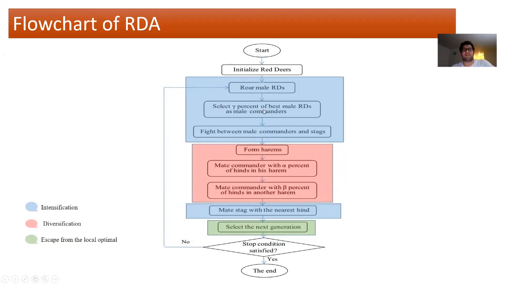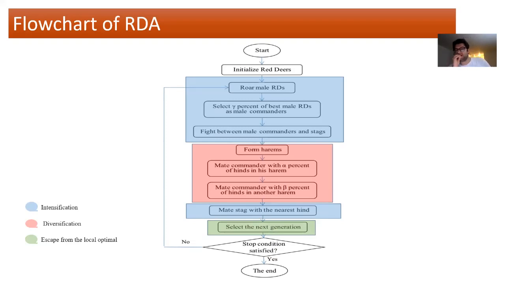In roaring and fighting, we generally try to do local searches and improve these local solutions using fighting. By creating different harems, we have the chance to select new potential areas, for example, your bed or your table, your room, your bedroom. We then try to find new solutions by mating an alpha percent of males with an alpha percent of females randomly, and a beta percent of females in other harems randomly. Using this mating process as a crossover, we generate offspring.